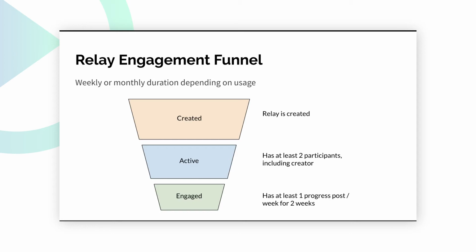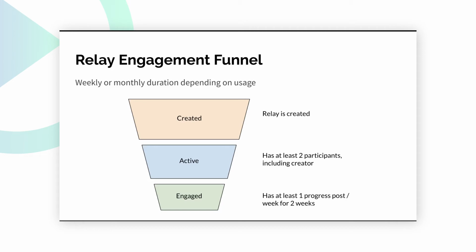It's great if a relay is created and the creator is able to accomplish the goal based on the relay, but they didn't really use the social component. And the social component is a huge element to the accountability that we want to offer. So in order to make sure that that value is there, or to at least track that that value exists, we want to create this active category that says another person needs to join your relay.